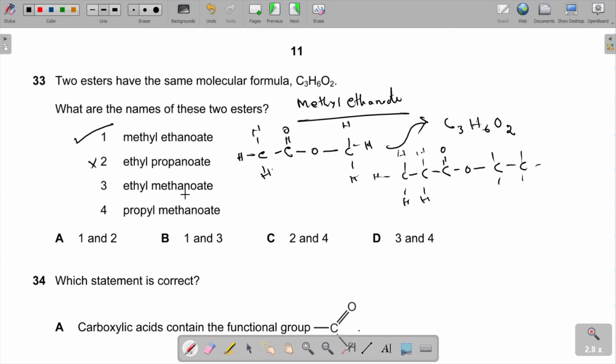Then we have ethyl methanoate. So this is just the reverse. So this is going to obviously be an answer. So propyl methanoate. It's just the opposite. So for 33, the answer should be 1 and 3.